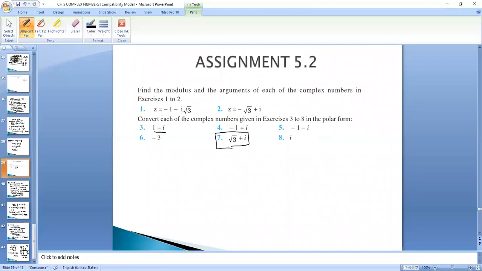Now your task today is to solve the first question, second question, fourth question, fifth question, sixth question and eighth question. Now I'll give a hint for the sixth question. It can be written as -3 plus 0 iota. So when you compare real and imaginary parts, r cos theta will be -3, r sin theta will be 0. And iota you can write as 0 plus iota, so that r cos theta will be 0 and r sin theta will be 1. Right?